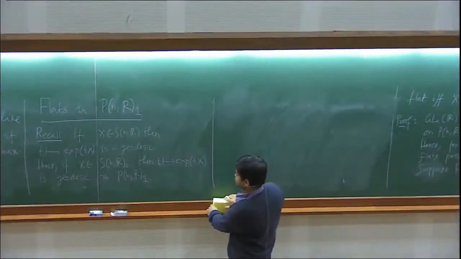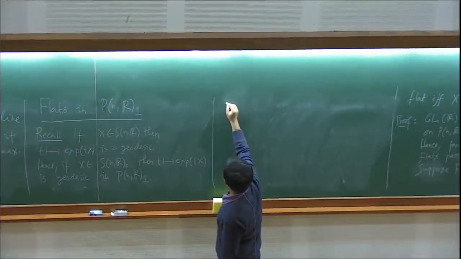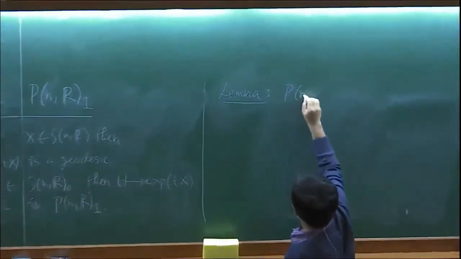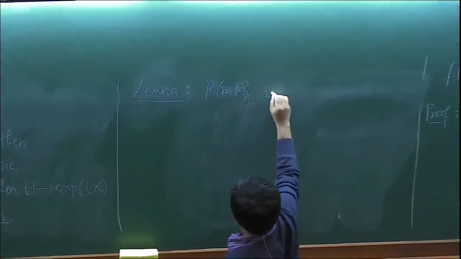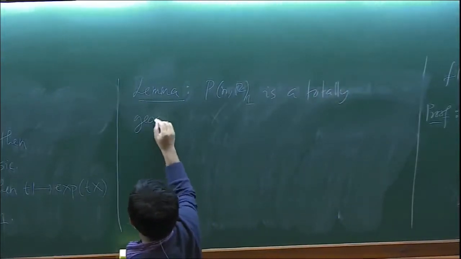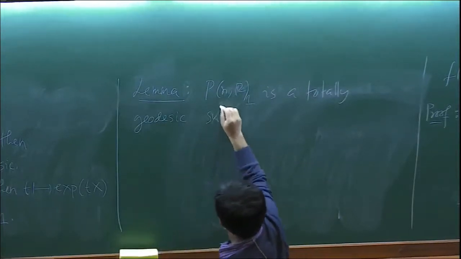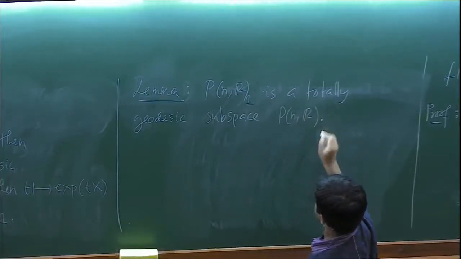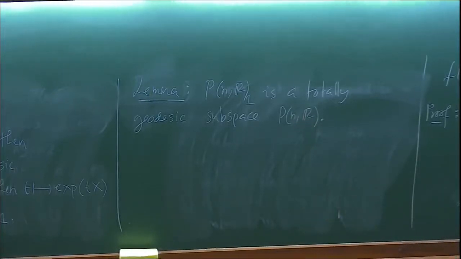Okay. Therefore, I'll write this as a proposition or lemma maybe: PnR1 is a totally geodesic subspace of PnR. This means that given any pair of points inside PnR1, I consider the geodesic line passing through them. This full geodesic line is going to be inside this PnR1. That is the meaning of saying totally geodesic.